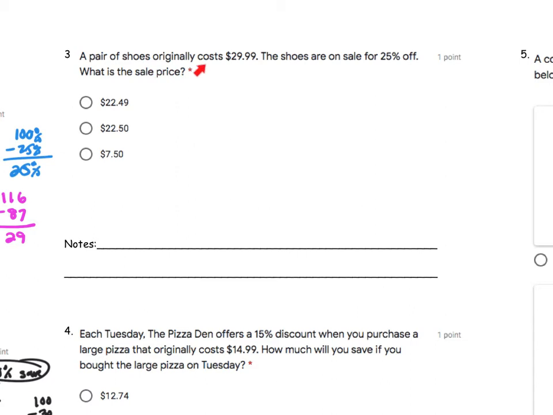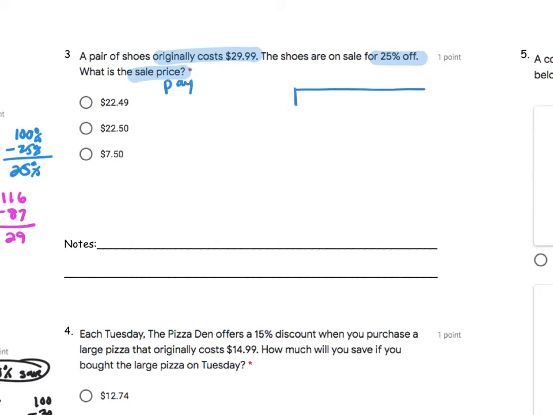A pair of shoes originally cost $29.99. The shoes were on sale for 25% off. What is the sale price? So we want to again highlight important information. Originally cost $29.99. It's on sale for 25% off. And what is the sale price? Immediately we're going to remind ourselves that sale price is the pay part.